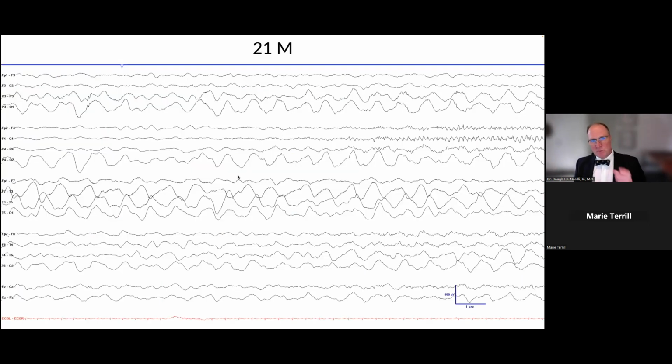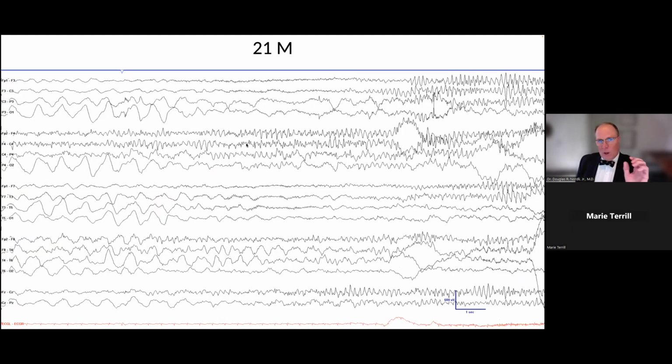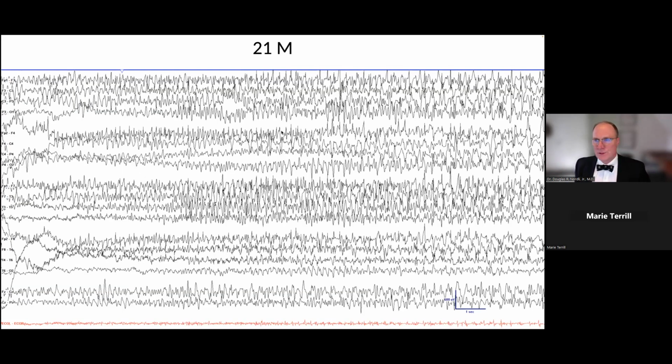So here you can see background asymmetry, of course, with higher amplitude, slower activity over here, perhaps more attenuation on the right. And then in the midst of that, you see the onset of an ictal discharge in the right hemisphere, maximal in the frontocentral regions. In the next slide, you see it developing and really kind of crescendoing right in front of your eyes. And as it does, it spreads to the contralateral hemisphere and it secondarily generalizes.